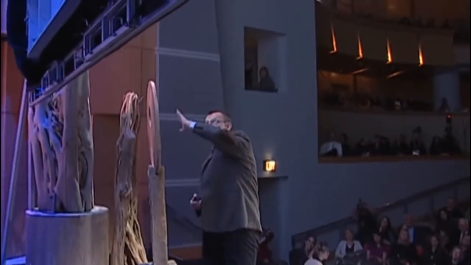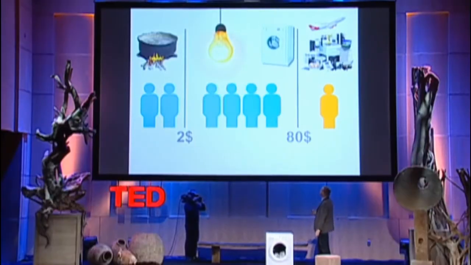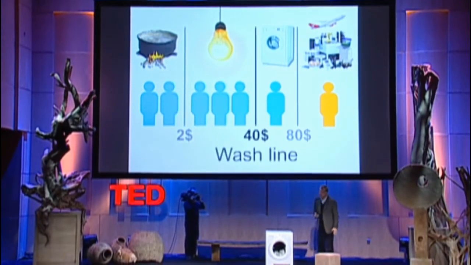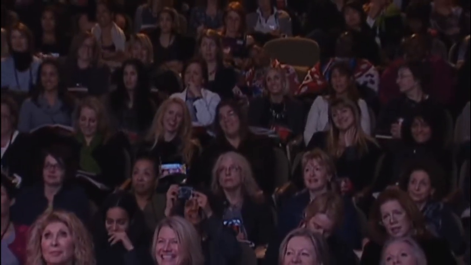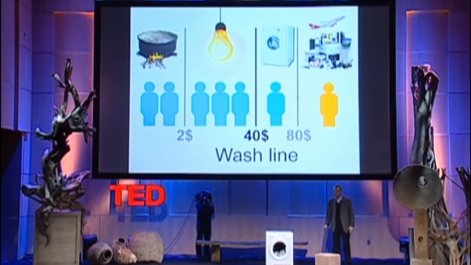I've done a scrutiny of market data, and I found that indeed the washing machine has penetrated below the airline, and today there's an additional 1 billion people up there who live above the wash line. And they consume for more than $40 per day. So 2 billion have access to washing machine, and the remaining 5 billion, how do they wash?